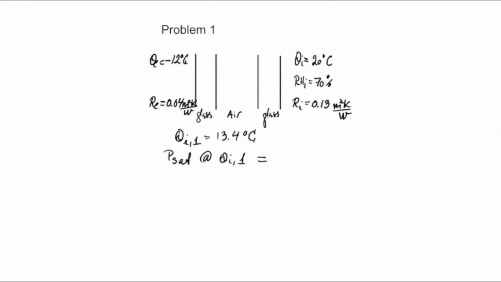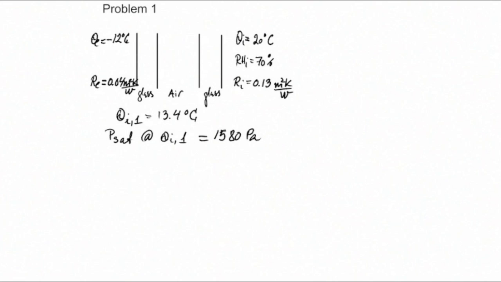As always, we start with writing up the problem. And as you can see, I have figured out the temperature in the first intermediate layer, meaning I have been doing the packages in the first row. That was 13.4 degrees Celsius. So what I have to do is find Psat at the temperature in the first intermediate layer, and to do that I need a table.